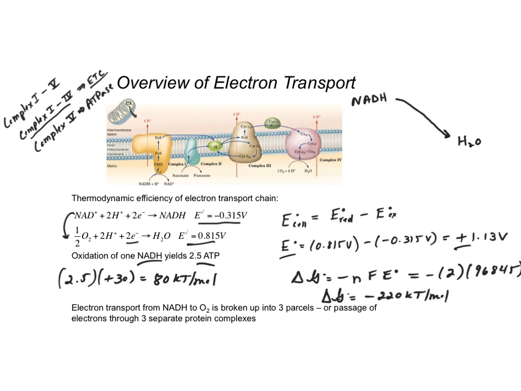Okay, so overall, the electron transport chain. There are 4 separate complexes of the electron transport chain, right?